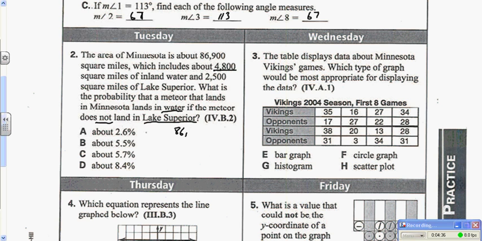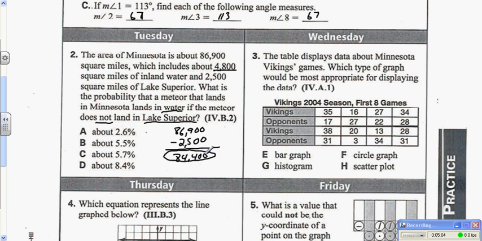So we have to do something very important here, and that is we have to take away the area of Lake Superior, because we know it's not going to land in there. They just told us that. If we subtract those two, we get 84,400. Now this represents our total area that the meteor could land in.